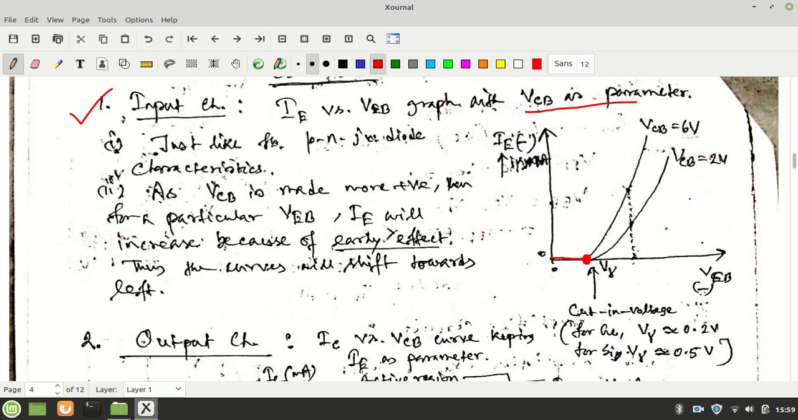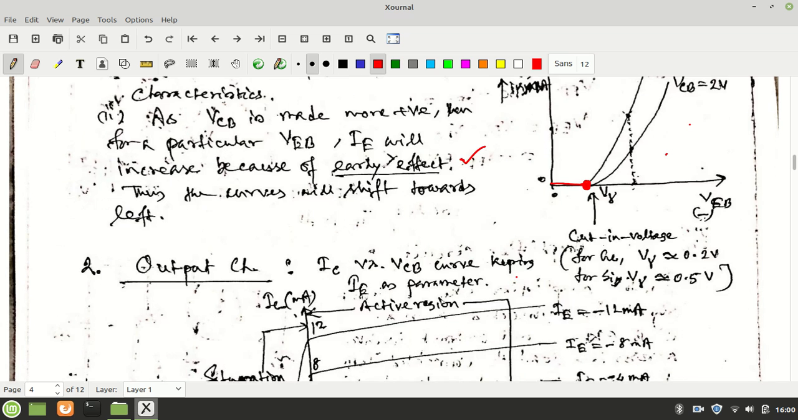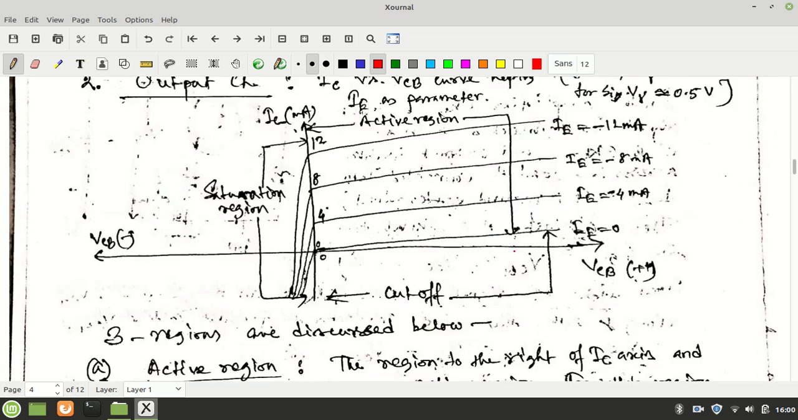If you keep the output voltage VCB constant at 2 volt, then the graph will follow this. If you make it larger, that is 6 volt, then the graph will shift upwards. That is due to the early effect. What is that early effect? I will discuss it now.